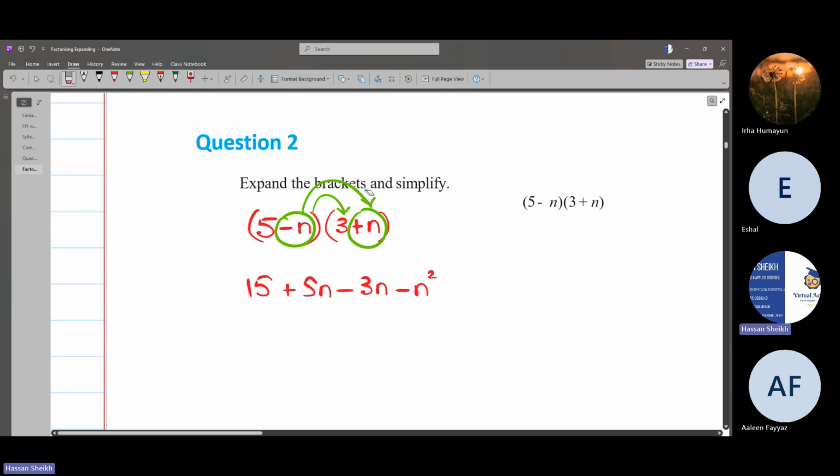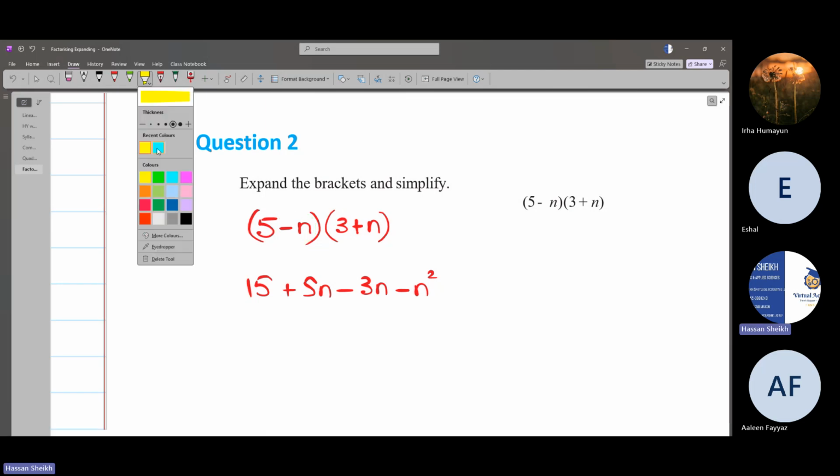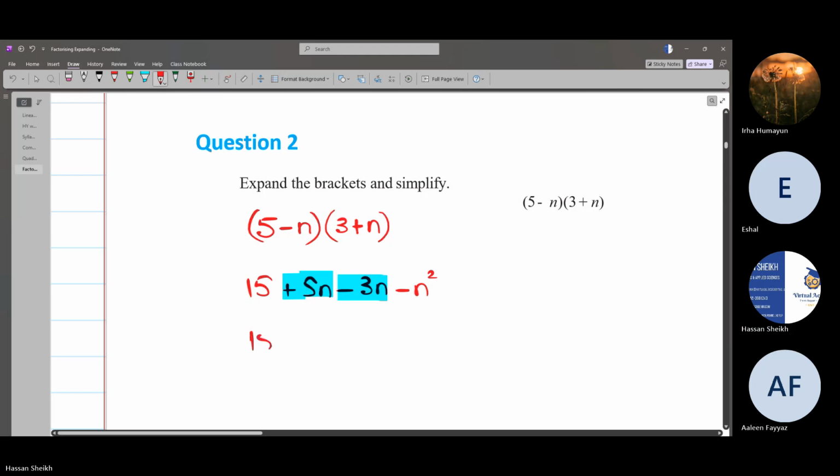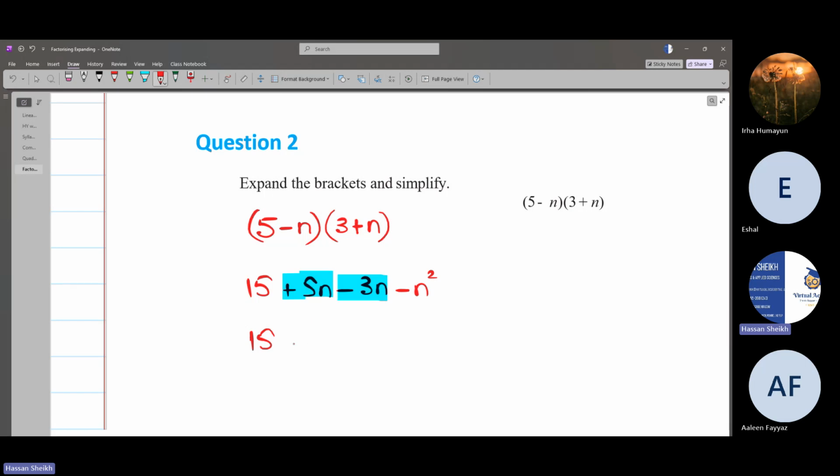Do we have like terms here? Yes, we do have two like terms. What are the like terms here? This is the like term. Do you agree that plus 5n and minus 3n are the like terms? And we add up the like terms just like we added numbers. So plus 5 minus 3 is plus 2.